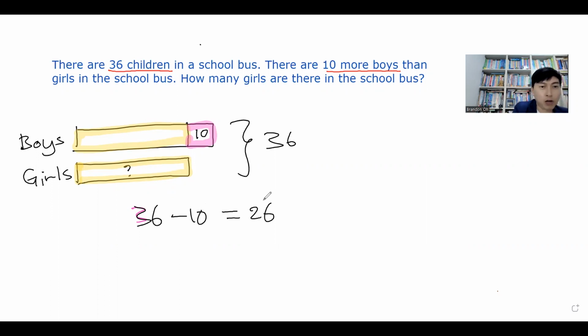To find the value of one bar, which is actually the question mark here, what we need to do is to take 26 divided by 2, and then we'll get 13. What it means is that this will be 13 and this will be 13. And so our question is answered. There are 13 girls in the school bus.